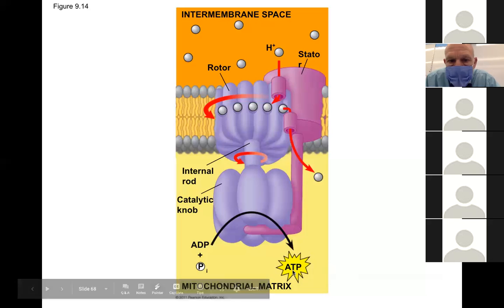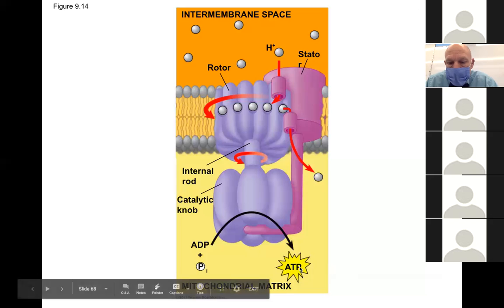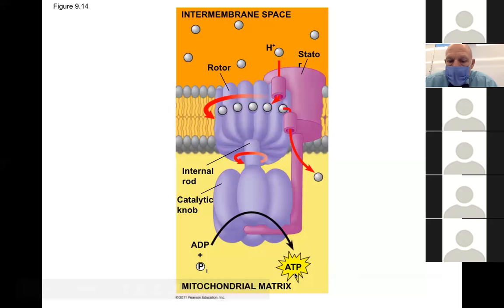Lastly, what do you think this transport protein is called? It's got a great name. It's called ATP synthase, because it makes ATP. Remember, the point of cellular respiration was to make ATPs. We are now done with 3 days of lecture. We're almost done. We'll finish it up tomorrow.